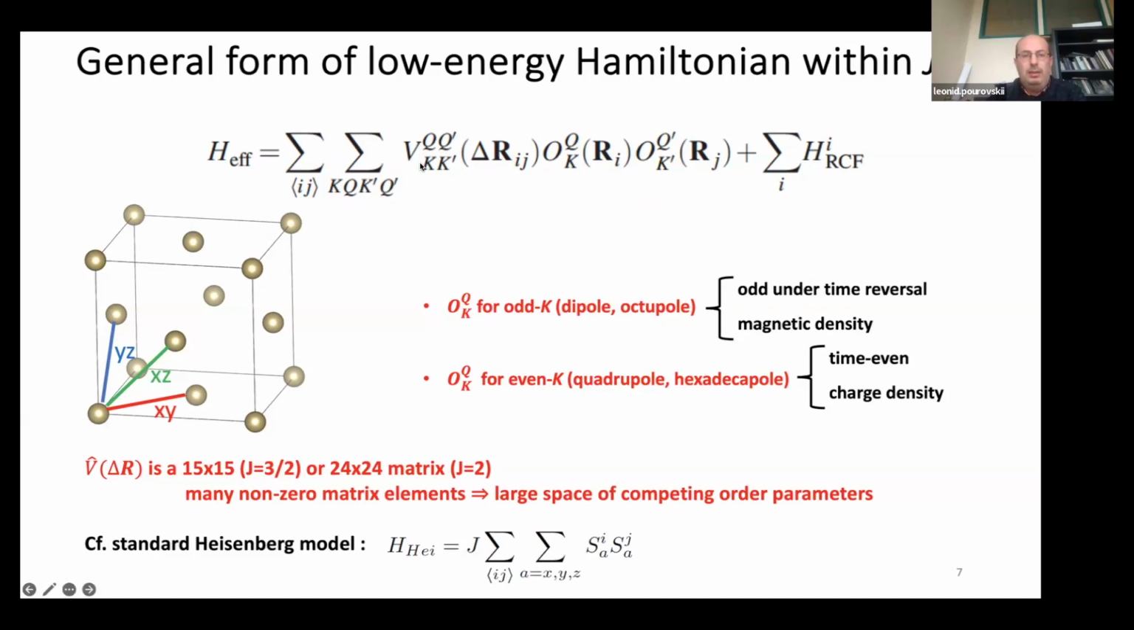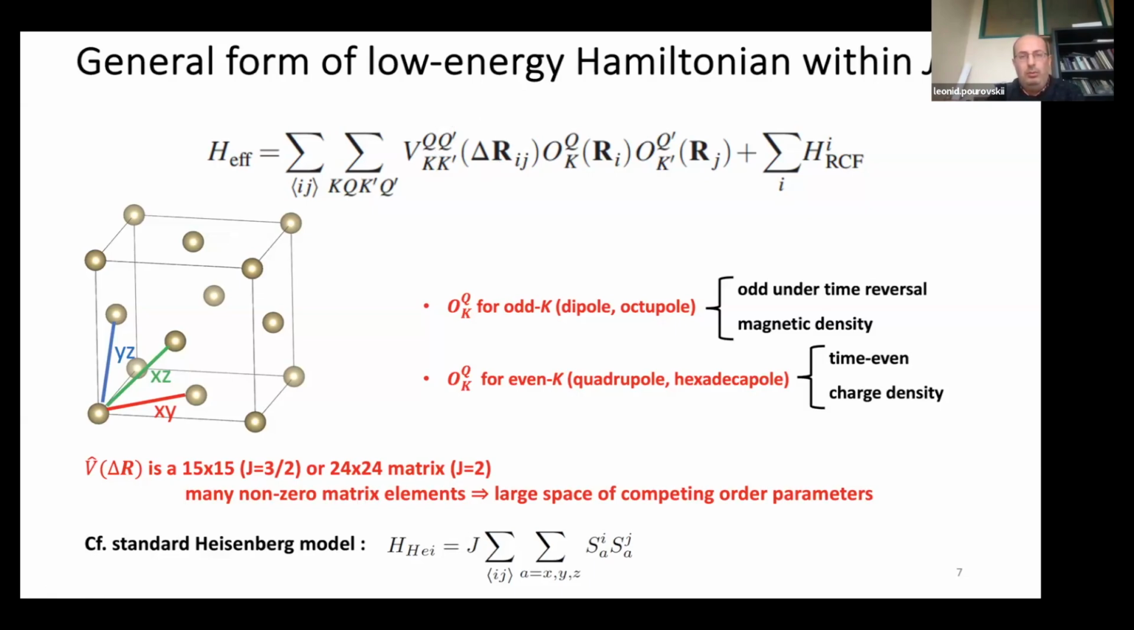And they cannot couple because of time reversal symmetry. But otherwise, this V is a large general matrix, which for J equal to 3/2 is 15 by 15, and for J equal to 2, one can easily calculate it's 24 by 24. So calculating this matrix from ab initio is a complicated task as compared to the standard Heisenberg model. If we have a compound described by that model, one needs to know only one number, while here for each bond we need to know a rather large matrix.